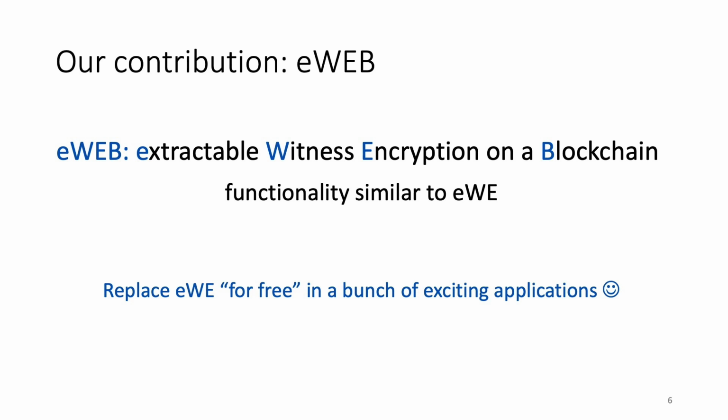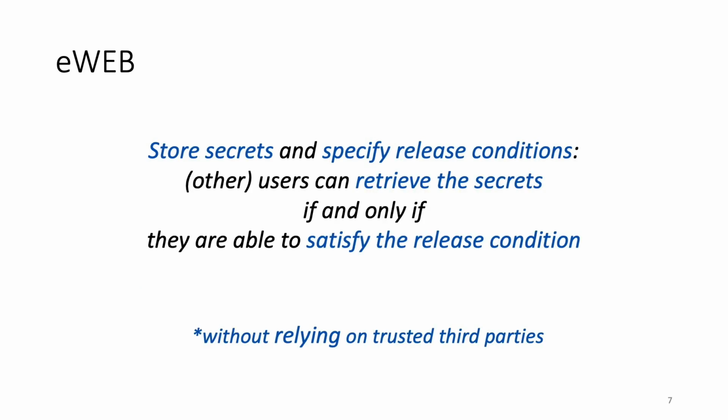And essentially, if you recall that in all those applications that I introduced earlier, we were already relying not only on extractable witness encryption, but we were also relying on blockchains. And so if you replace extractable witness encryption with EWEB in those applications, you're essentially getting this replacement for free. So what EWEB allows you is to store secrets and specify the release conditions. And then possibly other users will be able to retrieve these secrets if and only if they're able to satisfy the release condition. And this is done without relying on trusted third parties.